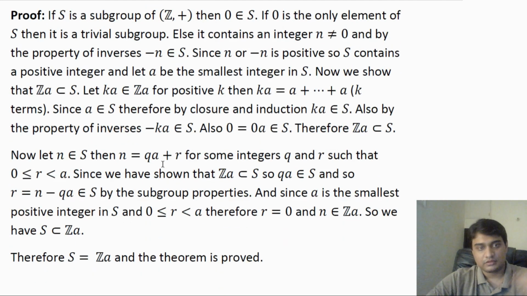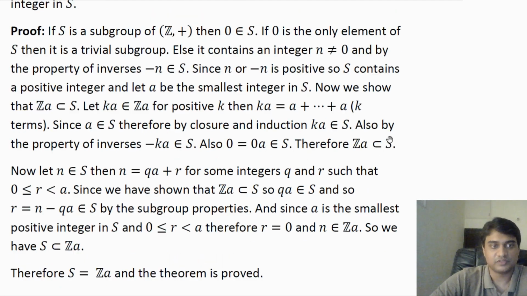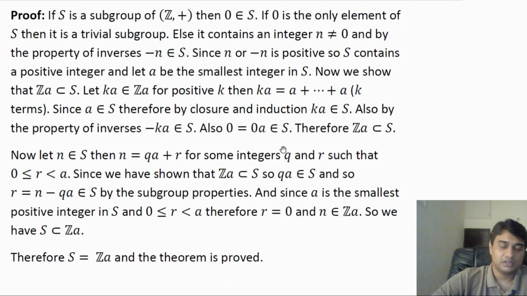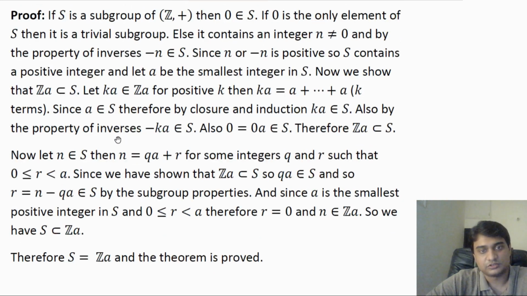Now, we will prove that S is a subset of ZA, right? In order to prove that ZA equals S, first we have to prove ZA is a subset of S, which we have already done. And now the second part is to prove S is a subset of ZA. So let's consider an integer n in S. Now, a is a positive integer, which is the smallest positive integer of S. So if you divide n by a, right?